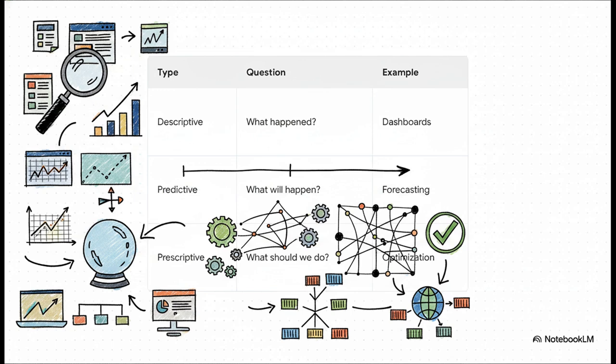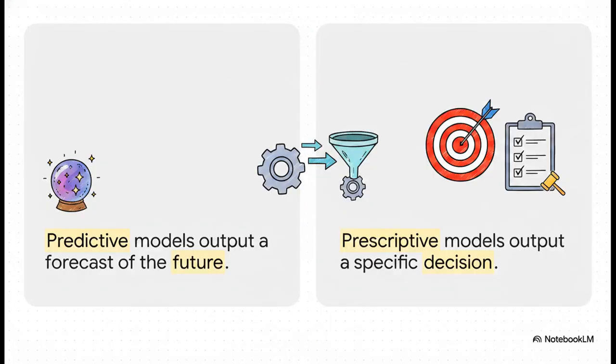And finally, we have prescriptive analytics. This is the big one, the most advanced type. It answers what should we do by handing you optimized solutions, like figuring out the absolute best way to design a global supply network. Now, I really want to draw a hard line between those last two, because honestly, they get mixed up all the time.